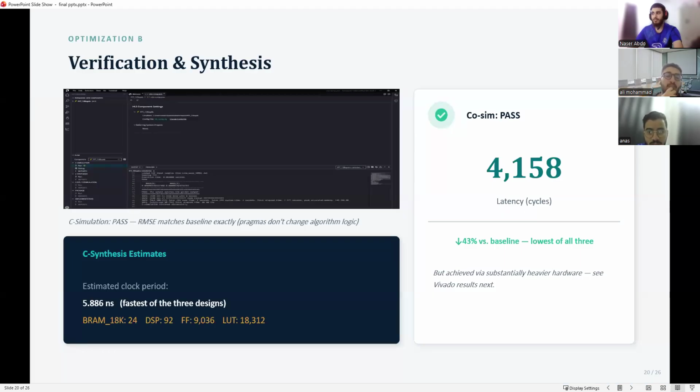This slide compares the execution performance of all three designs. The baseline design provides the reference performance. Optimization A improves efficiency by replacing trigonometric calculations with lookup tables. Optimization B provides the best performance because it allows the hardware to execute more operations simultaneously.